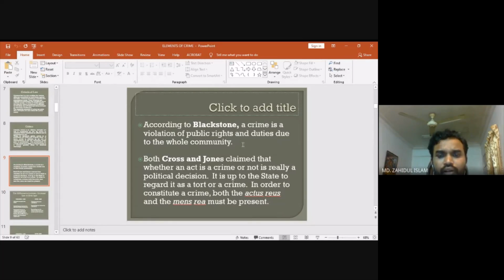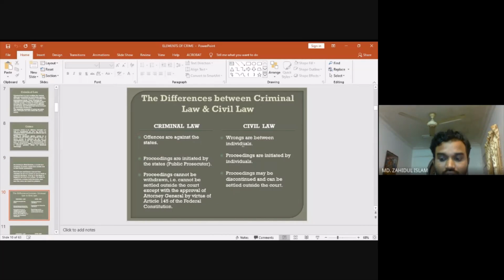Here some experts also mention, according to Blackstone, crime is a violation of public rights and duties due to the whole community. Another few definitions are mentioned here. You can see all of these definitions. We don't have enough time to discuss all of them because we will make a short video. We will explain all of these in our main class.